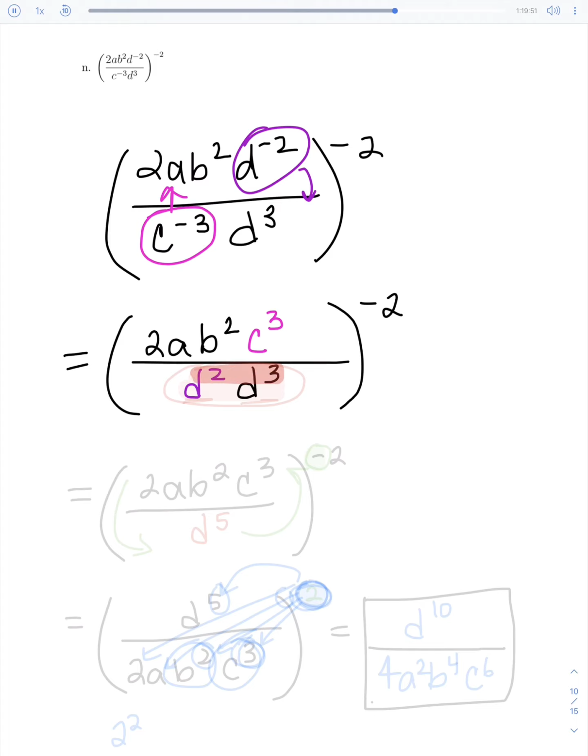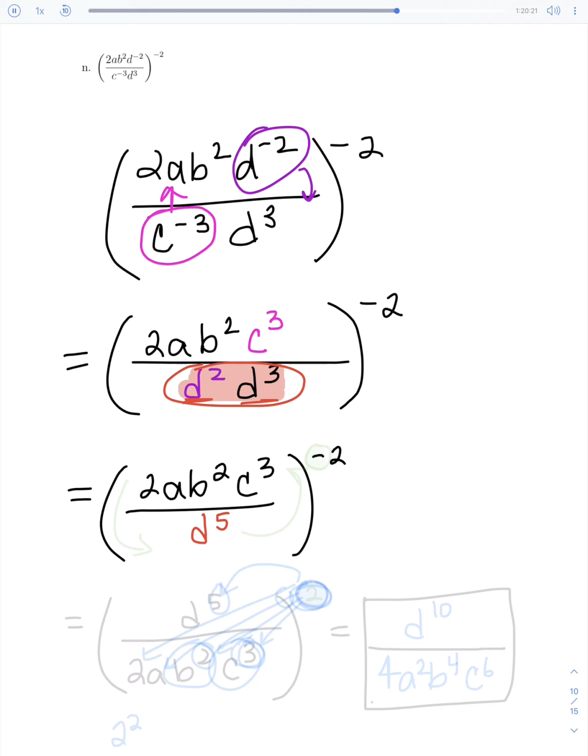Then we'd say, okay, well, I've got a d squared and a d cubed on the denominator. They're both together. They're getting multiplied together. So I can just put them together by adding them up. So we'd leave the 2ab squared, c cubed on top, but the bottom would be combined to say the 2 d's and 3 d's becomes a total of 5 d's. And again, we've got the negative 2 exponent outside.